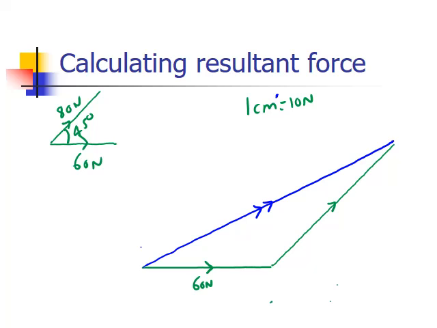So this one here was 80. This one here is 45 degrees. I can use my ruler to measure how many centimeters long that line is, and I can work out what the resultant is. So that is 8, and that is 12.7. So that's 12.7 centimeters, which is equal to 127 newtons.